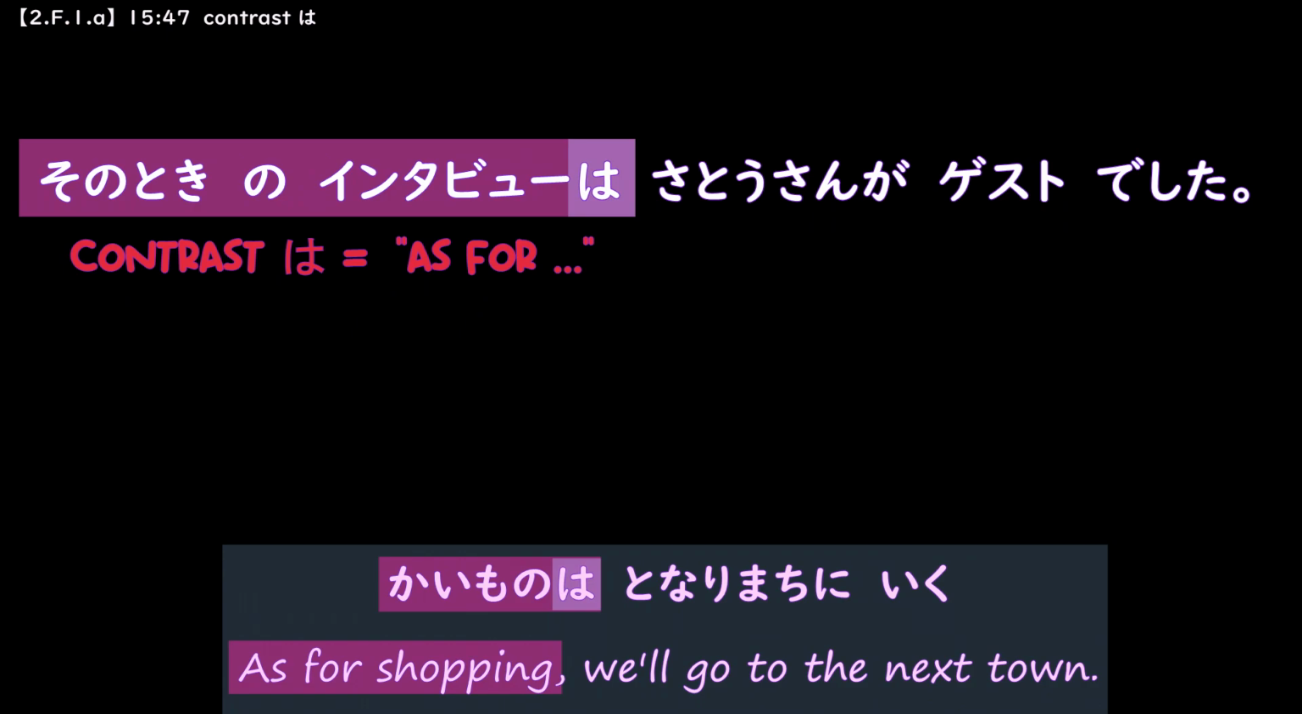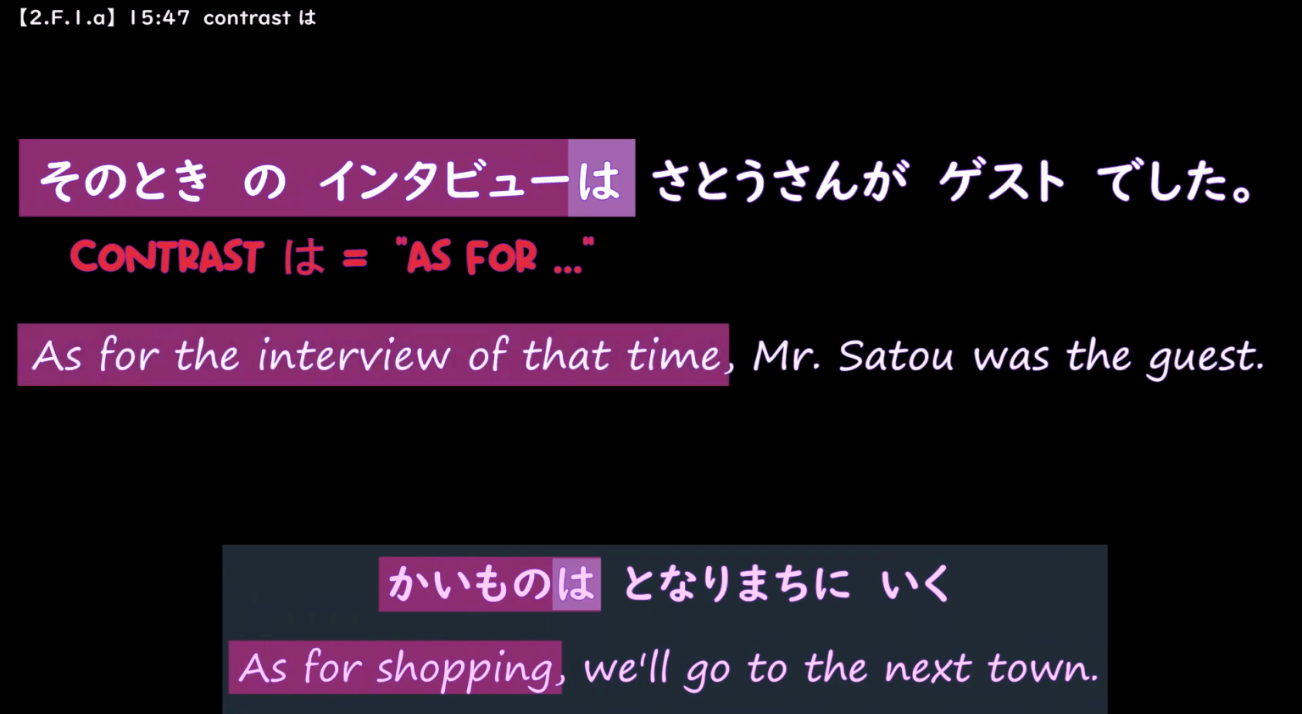Never forget that if you're stuck in a sentence with a weird wa, you have to translate it by as for. So literally, you would have, as for the interview of that time, Mr. Sato was the guest. Also, remember that toki can be used to mean when, but can also be used as a pure noun to mean time, moment, period. And we've seen that sonotoki means that time, that moment. So sonotoki no interview, the interview of that time.